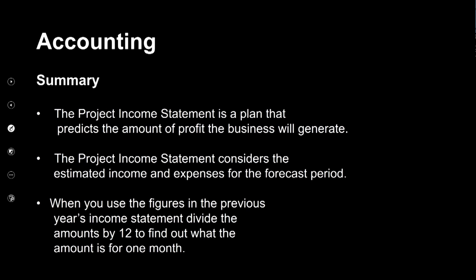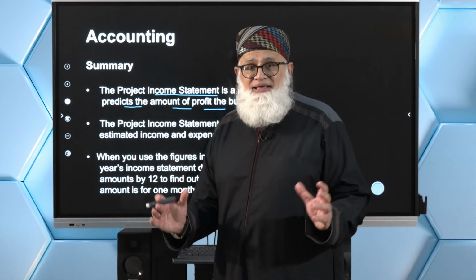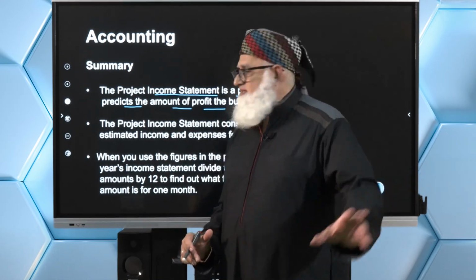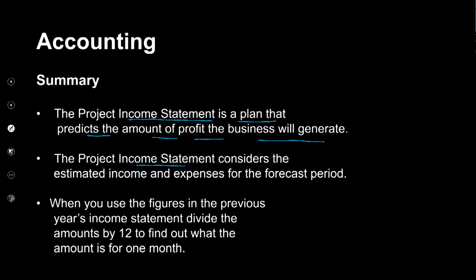Okay, let us summarize. 1, the projected income statement is a plan that will predict the amount of profit a business will generate. It's a plan. It's projected. It's forecasted. 2, the projected income statement takes into effect incomes and expenses. And 3, when you're using these figures from the previous year's income statement, divide the amounts by 12 to find out what was the amount per month.